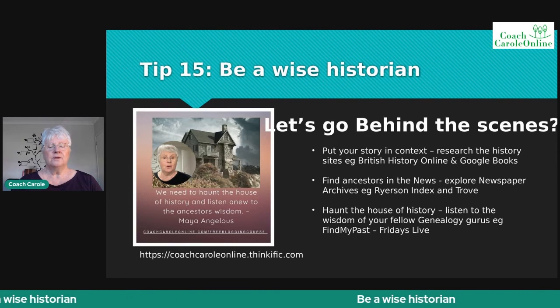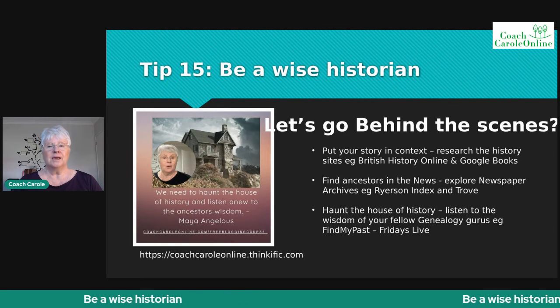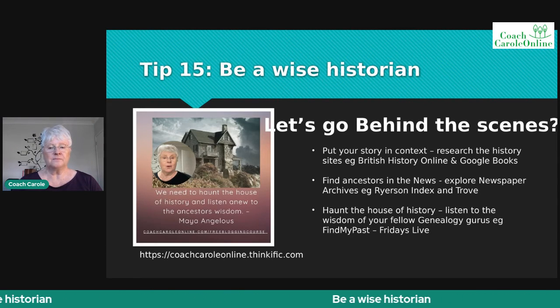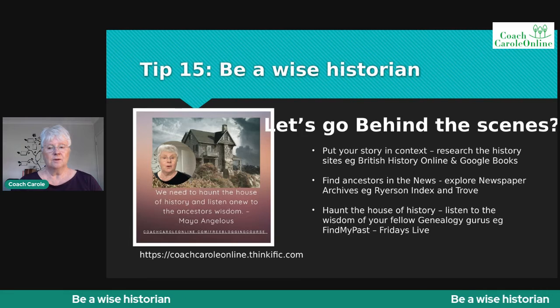Next, you might want to find your ancestors in the news. Now, if you're in Australia and you're looking for information about your ancestor in Australia, there's no better place to look than Trove, which is a collection of old Australian newspapers. And prior to going to Trove, you can use the Ryerson Index, which will help you to locate the actual newspaper, the title, the date, and the day of its publication regarding that particular ancestor you're looking for. So that will save you time.